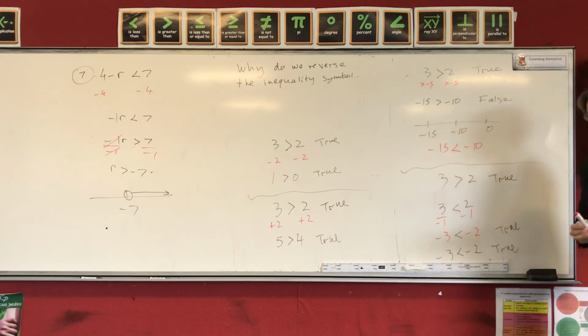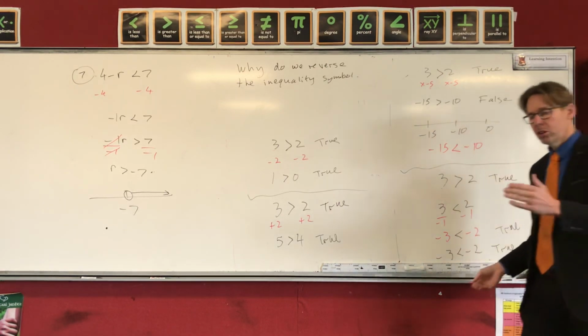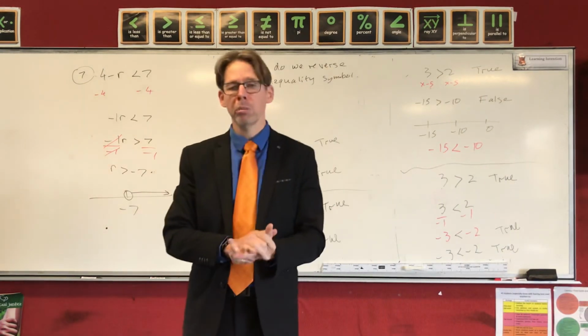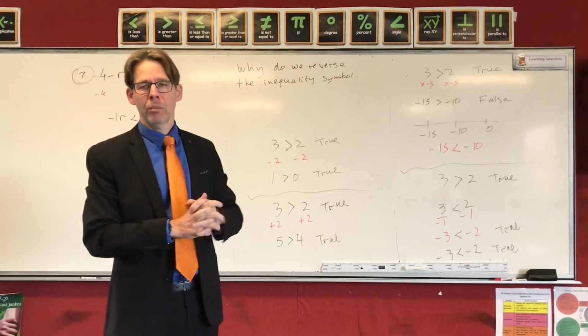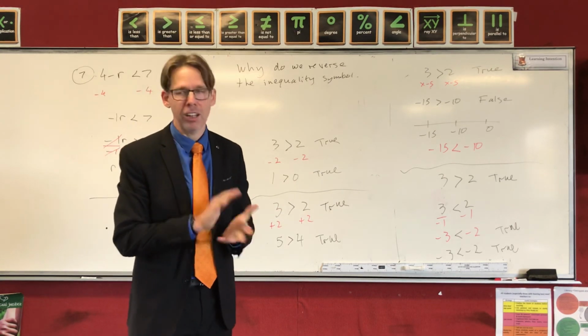Okay? So that's the explanation of why you've got to reverse the inequality when multiplying or dividing by a negative, because if you don't, you end up with a false statement at the end. Okay, that is it for today.